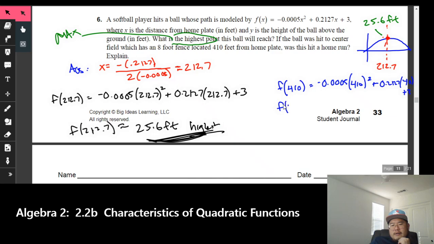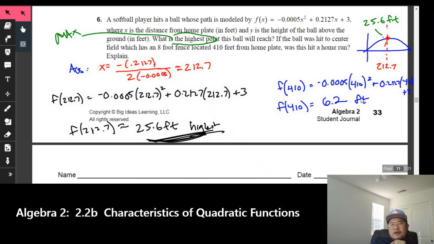If this value at 410 feet is greater than 8 feet, if we get a number greater than 8, then it's going to be able to clear the fence. If it's less than 8, you're not going to be able to clear the fence, and you're not going to be able to hit a home run. So if you plug that in, maybe I'll give you a few moments. You could pause it and try calculating it out. Because remember, half the battle for a lot of you is making sure that you can plug things into the calculator correctly.